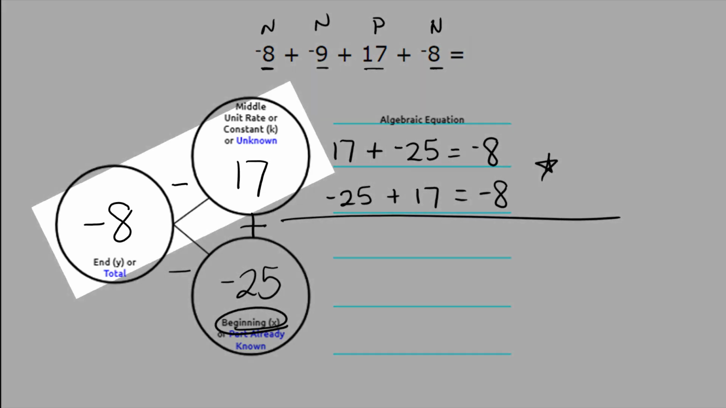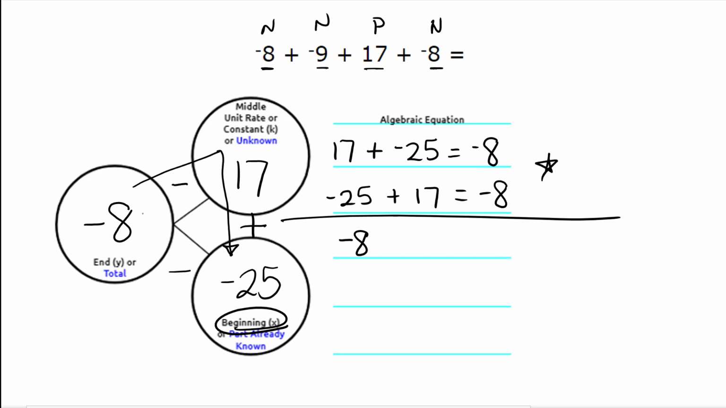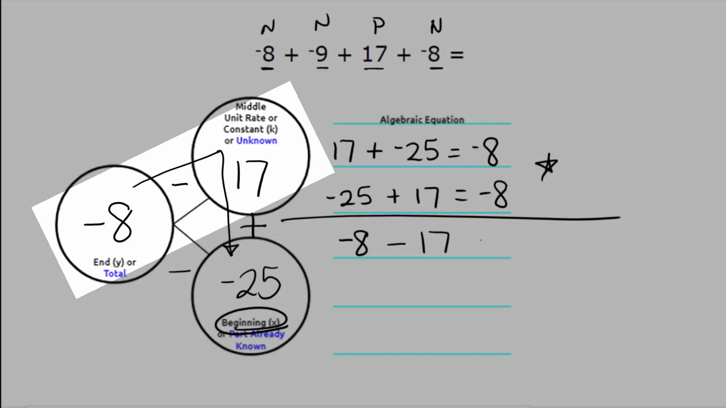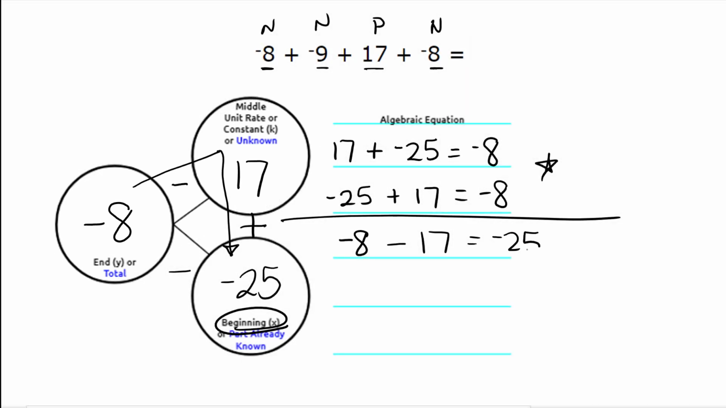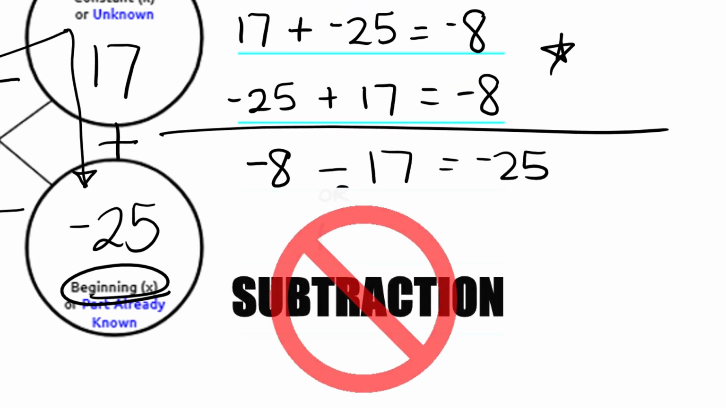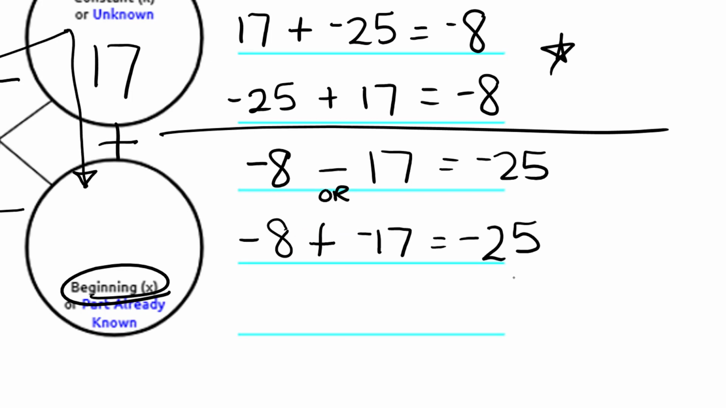If I start with negative 8 and I move in this direction, I'm going to get an answer of negative 25. Well, what are we doing to get that negative 25? Negative 8 minus 17 equals negative 25. What I like to say is I don't like subtraction in my class. I want my students to know that subtraction is the same thing as adding a negative number. So negative 8 plus negative 17, or combined with negative 17, is also negative 25.